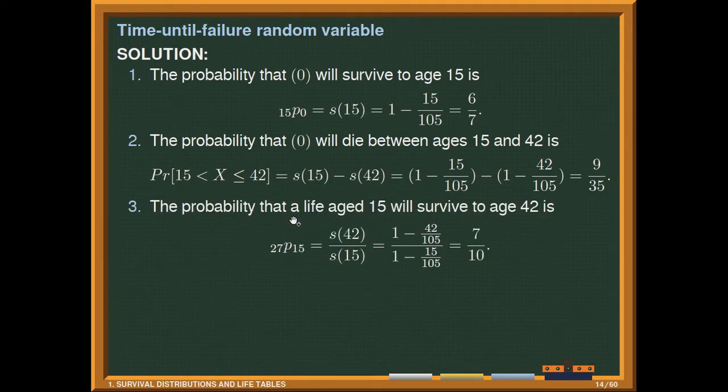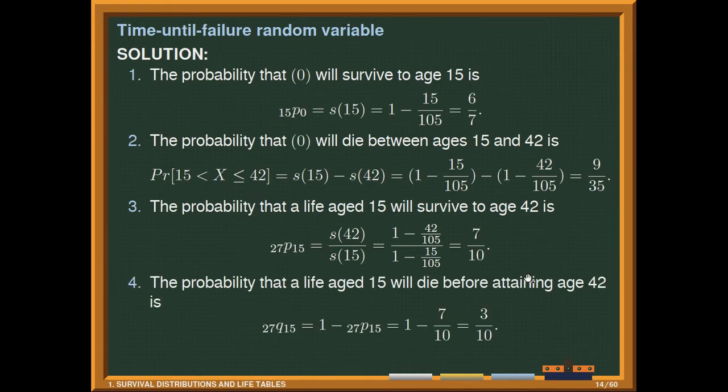Okay? And then the probability that a life aged 15 will survive to age 42 will be as follows. The probability that a person aged 15 will survive for the next 27 years to reach age 42. This can be written out in terms of the survival function of x to be s of 42 all over s of 15. And so by substitution, we get the result to be 7 over 10.